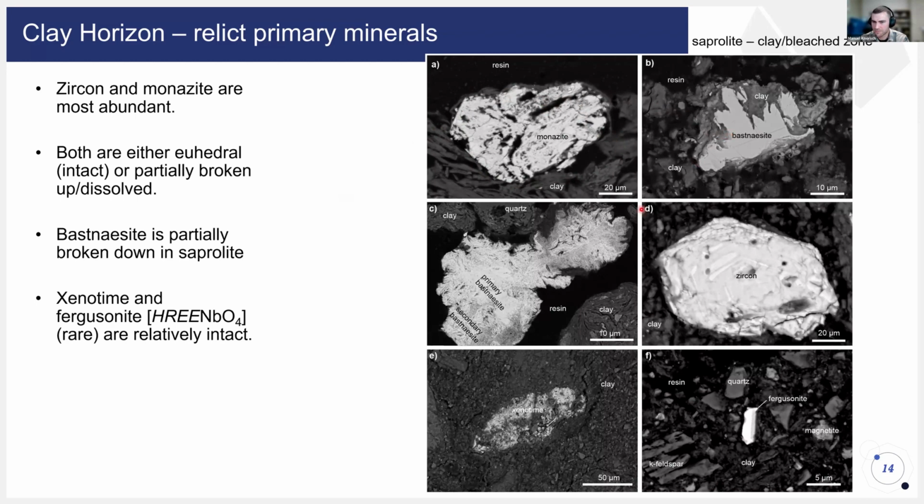There's two examples here of bastnaesite. So still quite intact here that bit, but overall you can see the grain as a whole has seen quite some history and has experienced a lot of dissolution. So it has released a lot of the rare earth to the clay horizon.